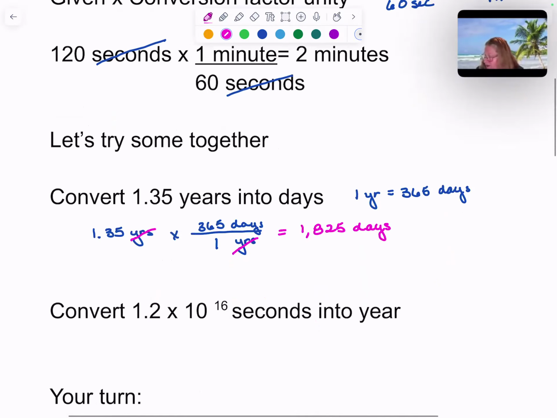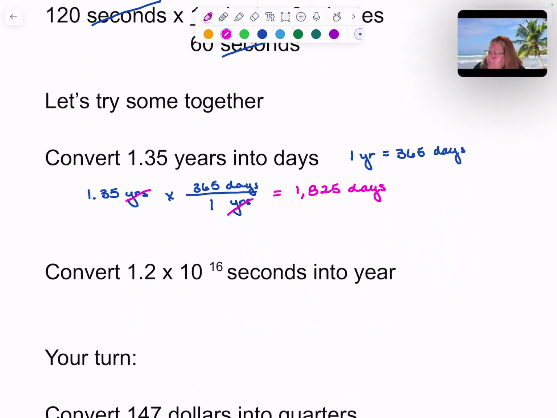Let's try another one together. We're going to take 1.2 times 10 to the 16th. So now we're in scientific notation. Seconds, and we want to take it into a year. Well, we don't know that conversion straight off the bat. What do we know about seconds? Well, we know that for every 60 seconds, I'm going to want seconds on the bottom. We have 1 minute. That's a value that equals 1.